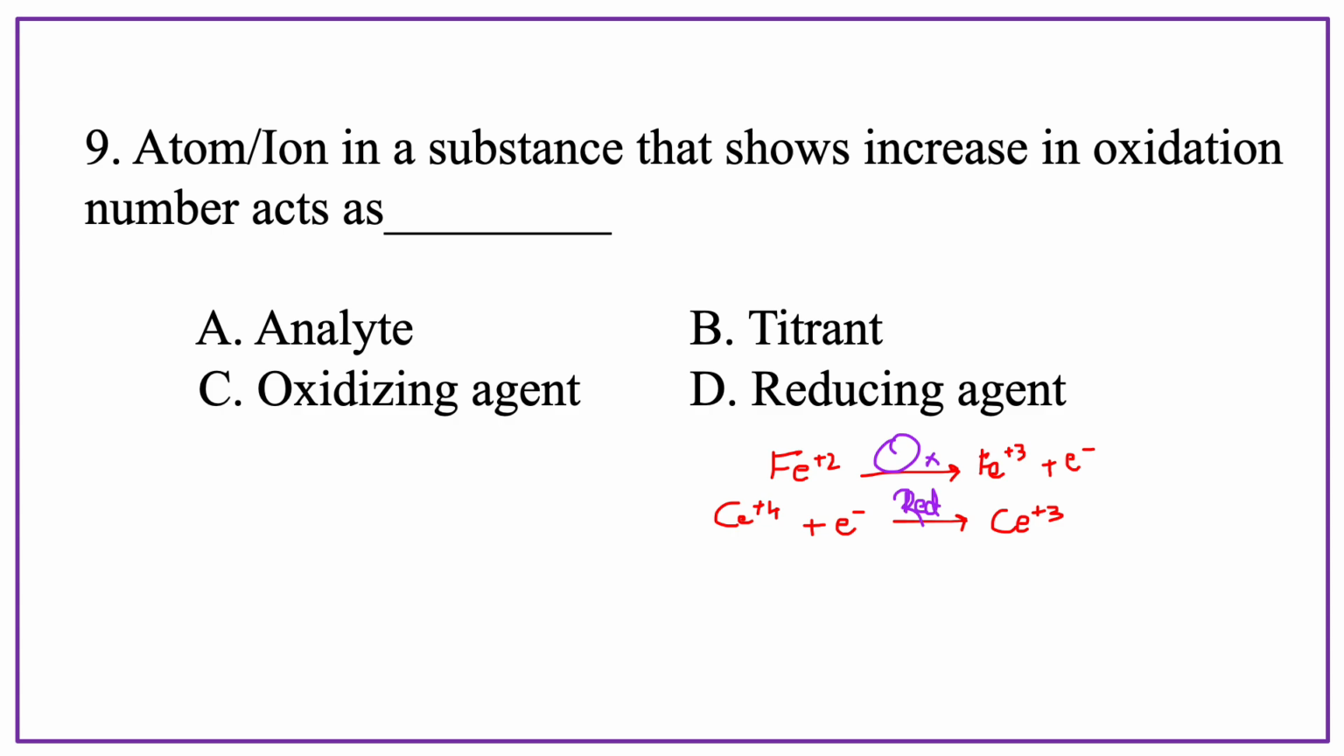In place of an oxidizing agent like cerium sulfate, we can also take KMnO4 or potassium dichromate for the titration with FeSO4. So if we consider KMnO4, Mn has the oxidation state +7, and it gets reduced to +2. So it itself undergoes reduction, and KMnO4 acts as an oxidizing agent. Okay, so the correct option here is that a substance that shows increase in oxidation number will act as a reducing agent.